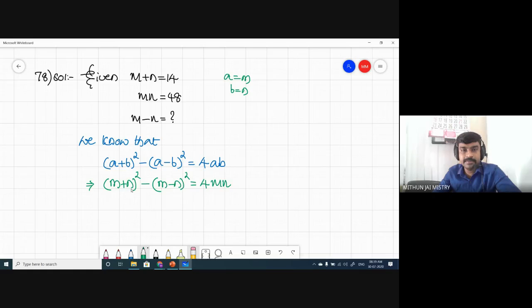We know the first term and we know the last term, children. Here m plus n is given, m into n is given. So do one thing. Whatever you know, you substitute, and whatever you don't know, let it be like that. First is m plus n. So m plus n, I can write as 14 here. In the place of m plus n, I'm going to write 14.